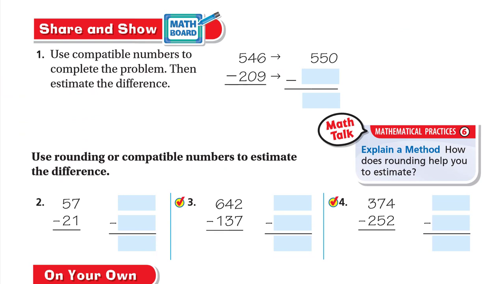Okay, let's go for share and show. Use compatible numbers to complete the problem, then estimate the difference. Instead of compatible numbers, we can use rounding. So let's round to the hundreds. To the right of the 5, we have 4, which is weak, so we'll keep it 500. To the right of the 2, we have 0, which is weak also, so we'll keep it 200. So 500 minus 200 is 300.